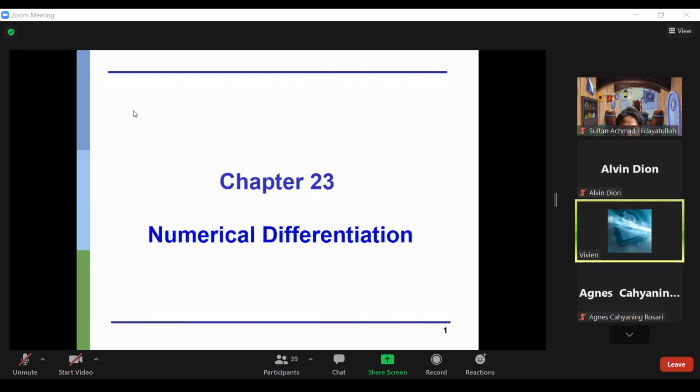Okay, so now we continue on chapter 23, which is still in the same part, about numerical differentiation. We have learned this before when we learned about Taylor series expansion, so we will just do a quick review, which will not be long. Just to remind you that there are several schemes that are available.